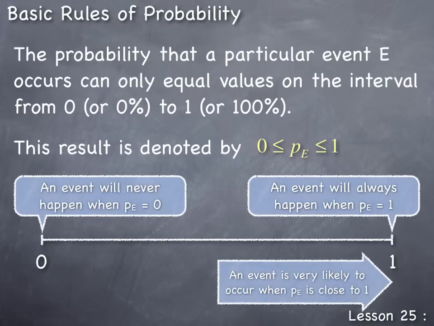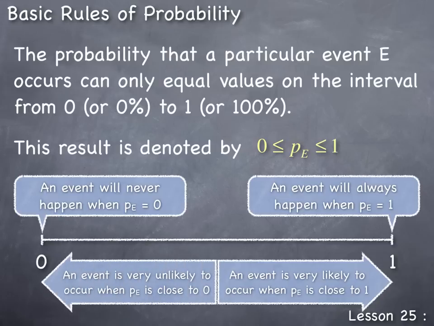That is, an event is considered to be likely to occur when the probability of that event occurring is close to 1. So the closer that probability is to 1, the closer that event is to always happening. So an event is very likely to occur when that probability is very close to 1. An event is very unlikely to occur when the probability of that event occurring is close to 0. The closer that probability is to 0 means the closer that event is to never happening. So the smaller the probability, the less likely the event is to occur. The higher the probability, the more likely the event is to occur.